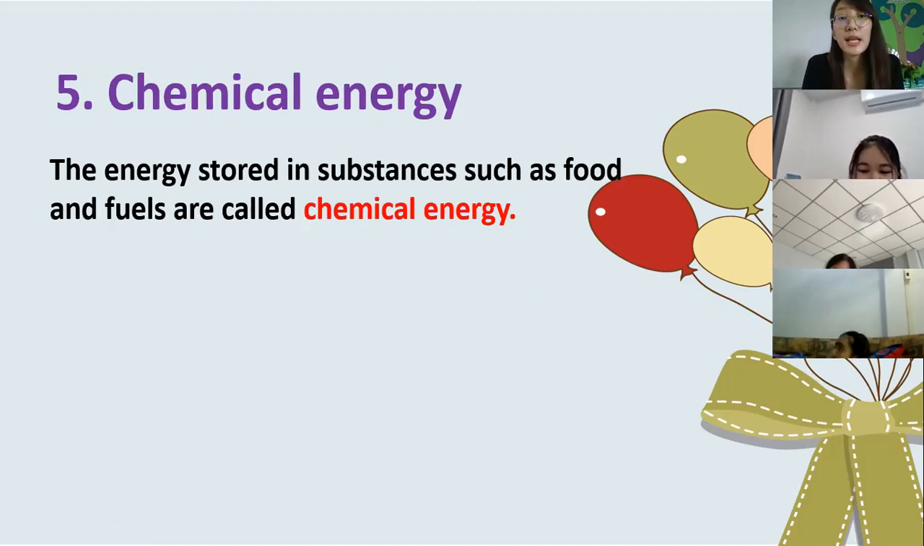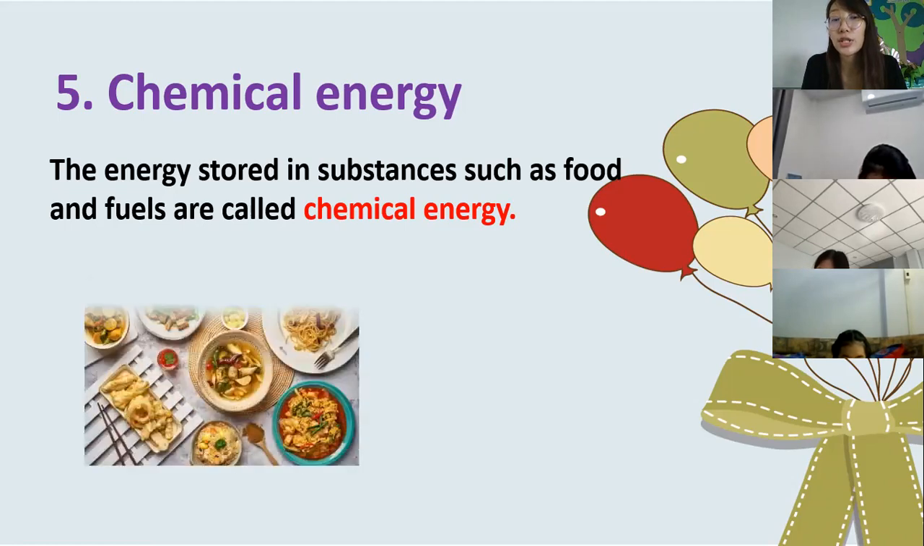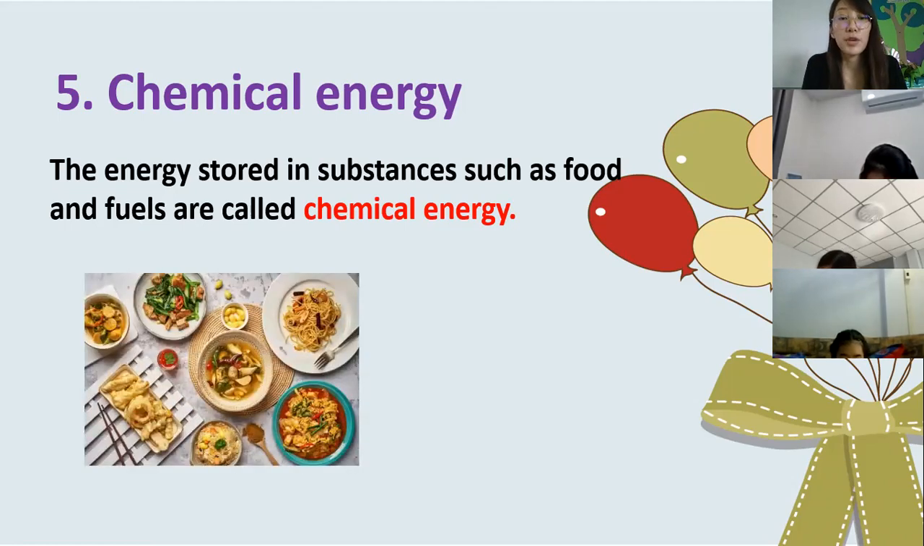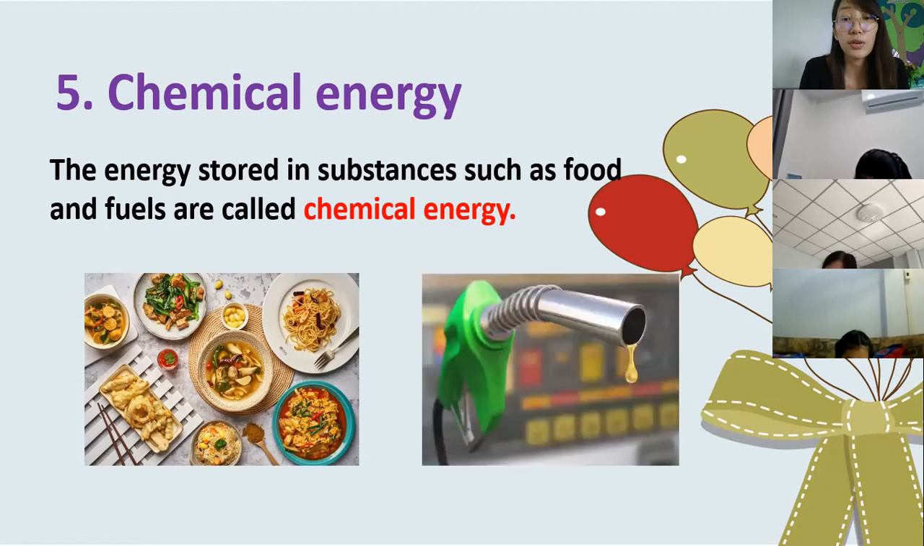Number 5 is chemical energy. The energy stored in substances such as food and fuels is called chemical energy. For example, if you want to cook food, what do you need? You need vegetables, raw meat. But what happens when we cook it? It is edible, right? You can eat after you cook. That is called chemical energy. The energy in substances, such as fuels and food, you can find chemical energy there, okay?